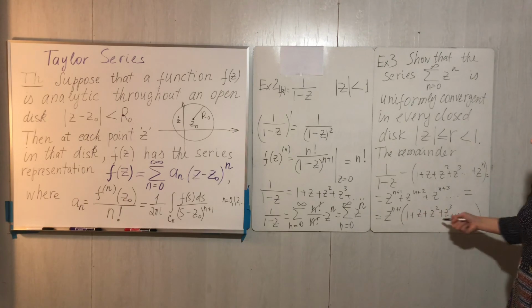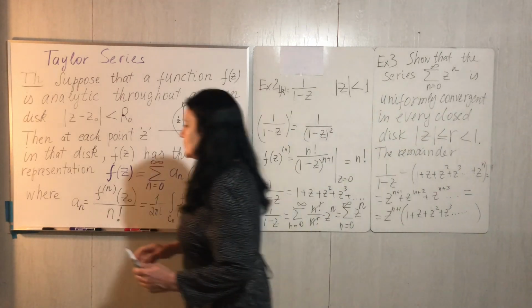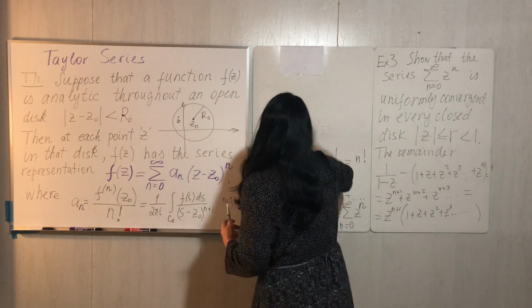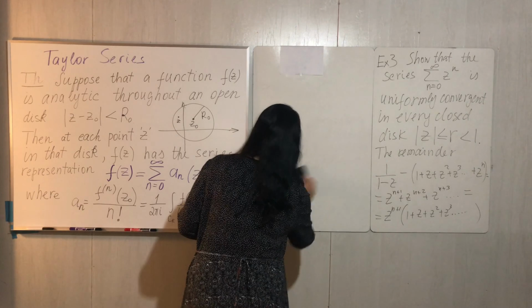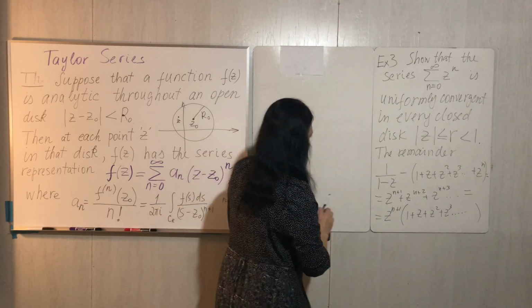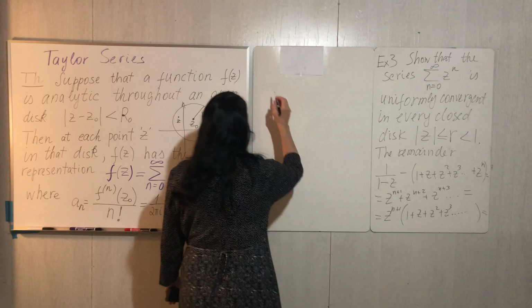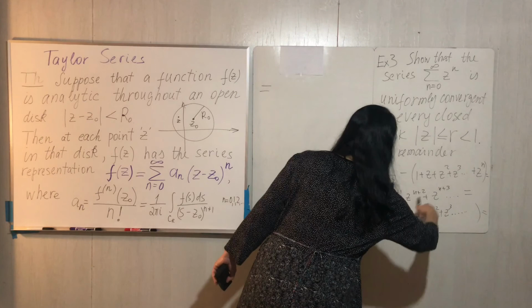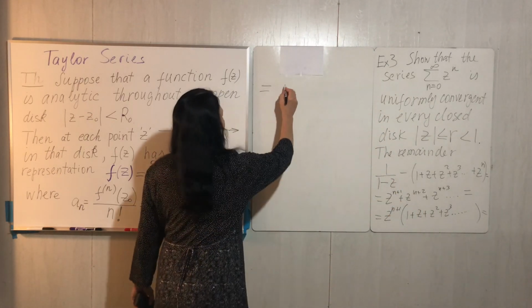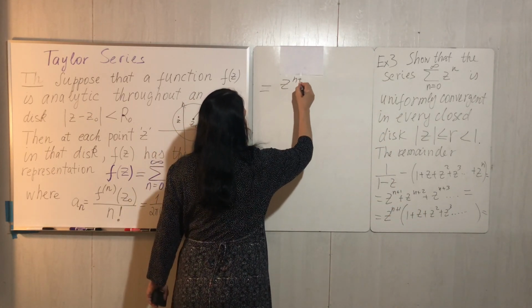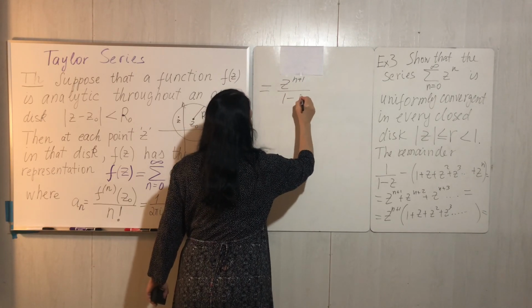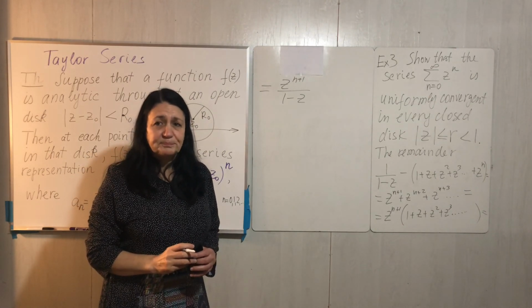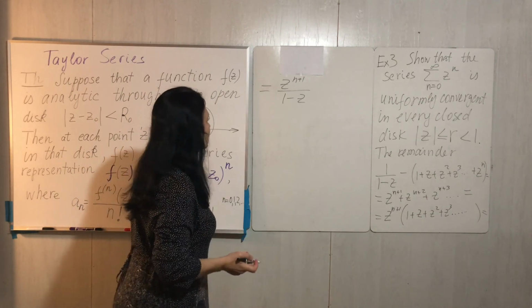We obviously can find a sum, so then this would be equal to, continuing here, our remainder would be equal to, we know that this is 1 over 1 minus z, so we will have z^(n+1) over 1 minus z. So we will get this expression. And then let's try to evaluate this.